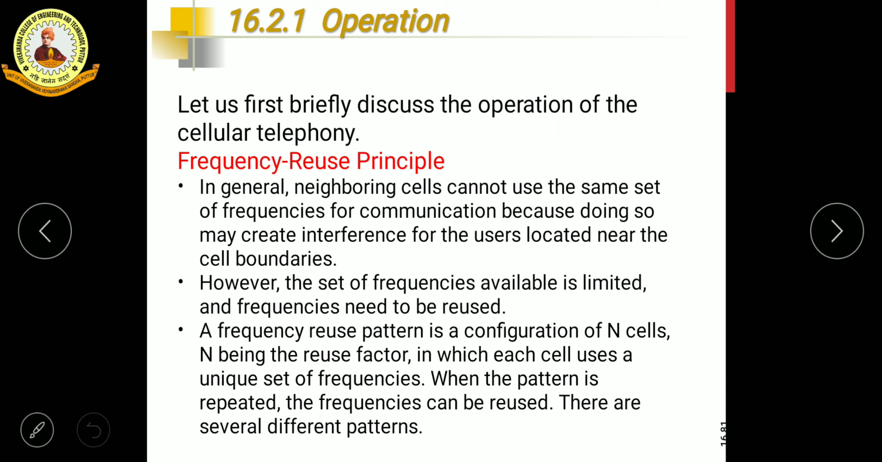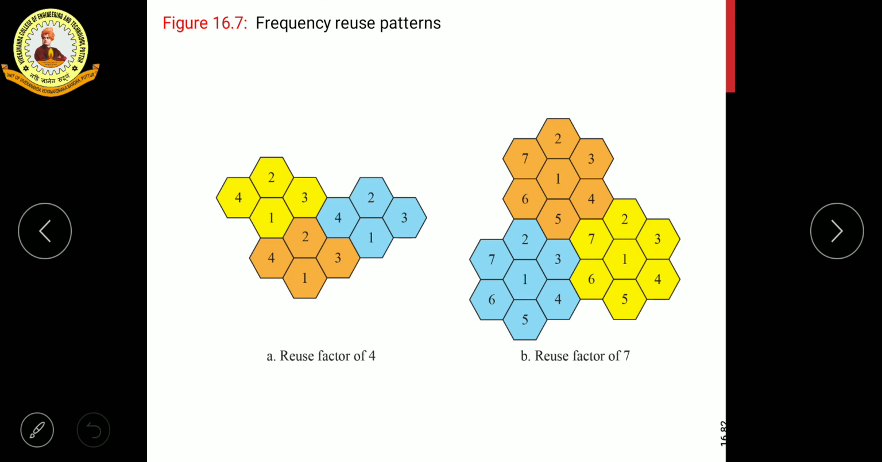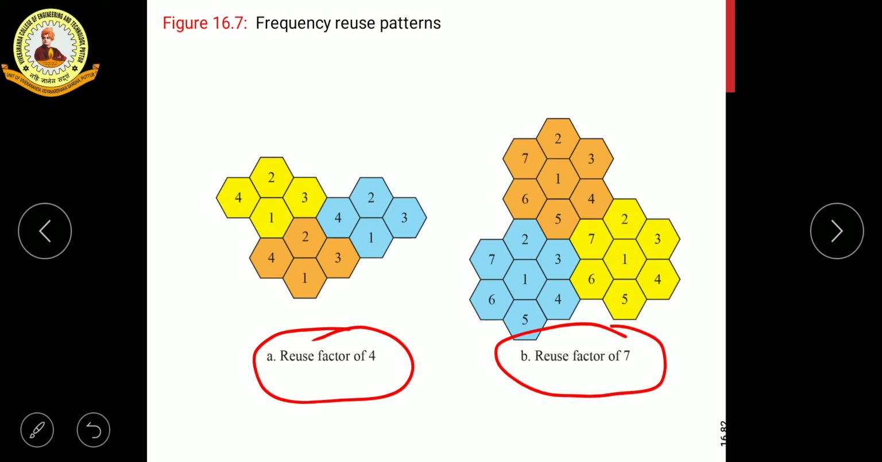So the first principle here is the frequency reuse principle. What is this and what do we need to know about this? We will discuss it with this figure. In this figure, you have seen colors and some cells, hexagonal cells. Cells are in hexagons, hexagonal shape. Why, I'll tell you. And here in A, there is a reuse factor of 4, and in B we have a reuse factor of 7. What is this? We will discuss.